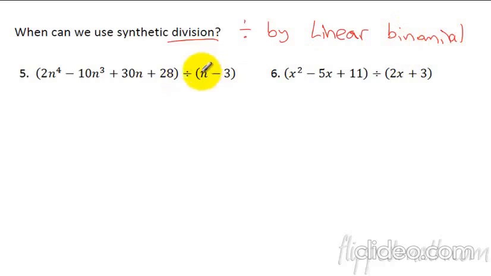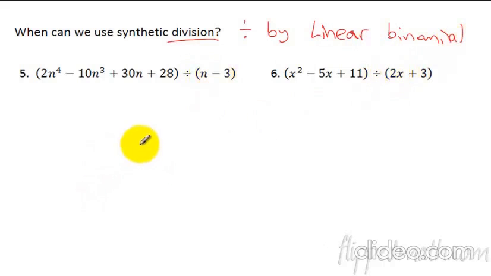It's 2 terms, and it's just the variable is only being raised to the number 1. N is to the first power. Over here, x is to the first power. That's when you can use synthetic division. Now, there is a trick when there's a coefficient, but we'll talk about that in a minute. Let's do the easy one first.